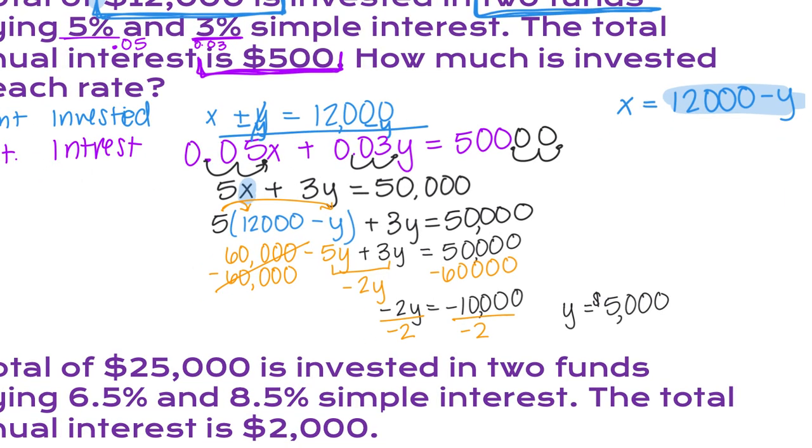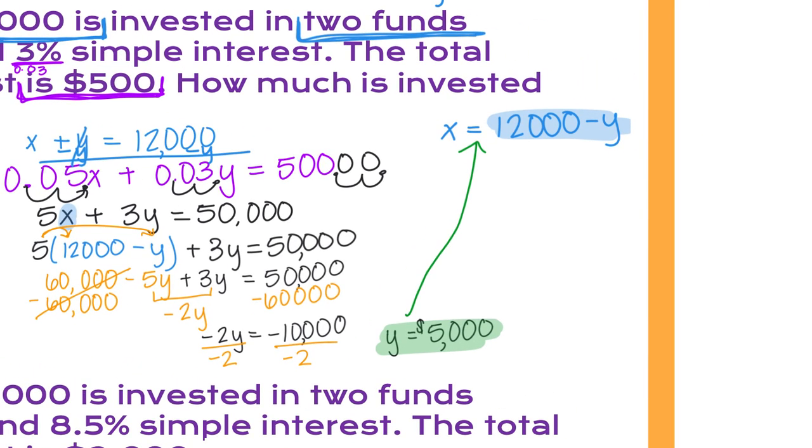Now, in order for me to figure out x, all I have to do is take my y and plug it in for my y up here. So solving for x, all I have to do is 12,000 minus 5,000. That's going to give me my x value, and how much money did I invest in my second fund?